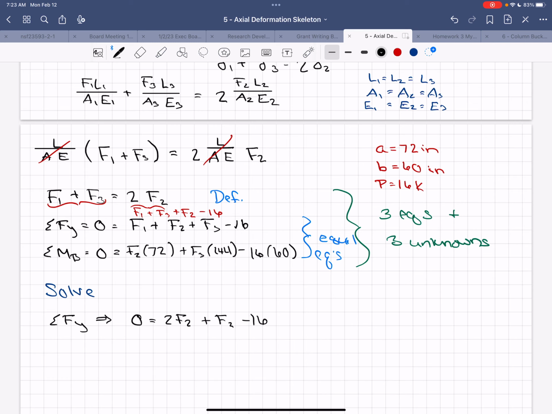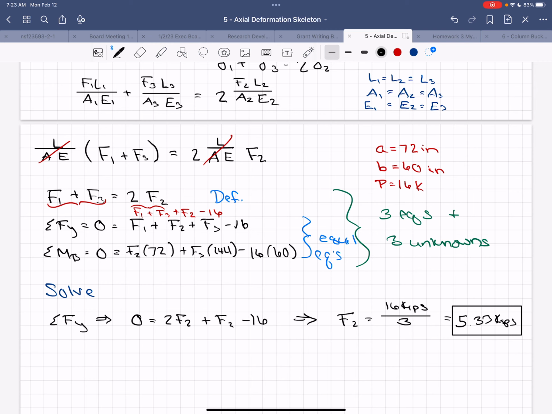Okay, so we get F2 equals 16 kips divided by 3. So we actually have a number. So F2 equals 5.33 kips. Alright, we have an answer. Yay! Now we need to get another answer.